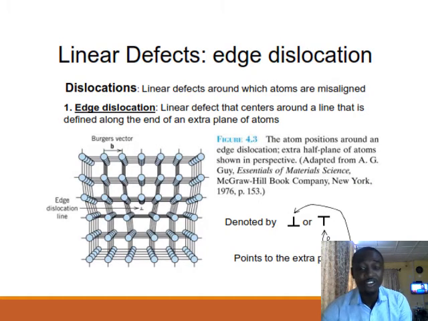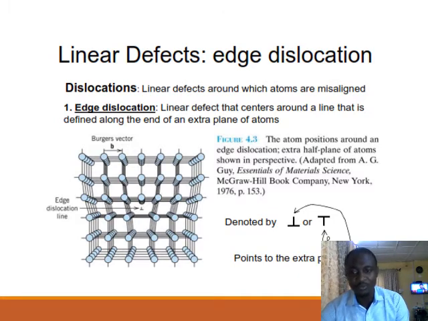Now, this dislocation is the driving force for ductility. So what it means is that you see this distortion can move. So you see that missing plane can move.